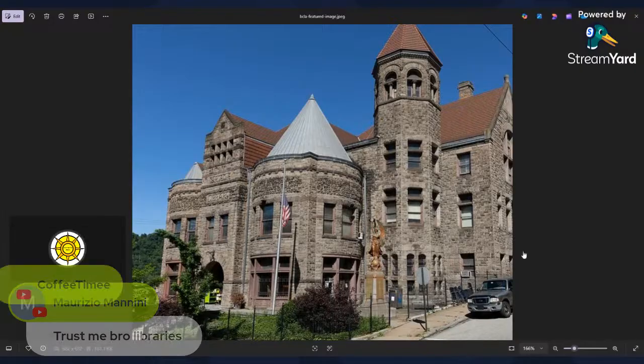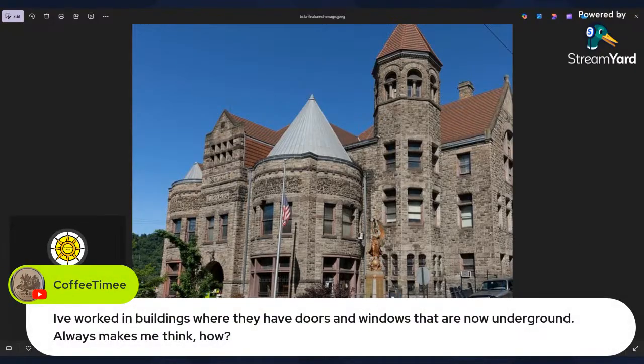So, yeah, Coffee Time says it very well here. I've worked in buildings where they have doors and windows that are now underground. It always makes me think, how? Well, I'll tell you, Coffee Timey, because they built them underground after the fact. They built the building top to bottom. That's what the mainstream will tell you. Sorry, I had to go there.